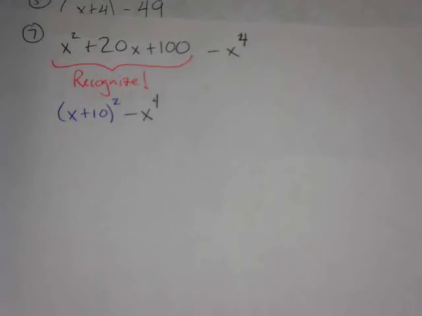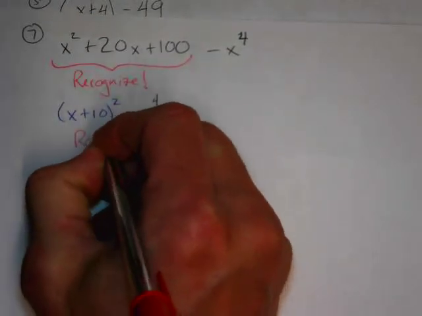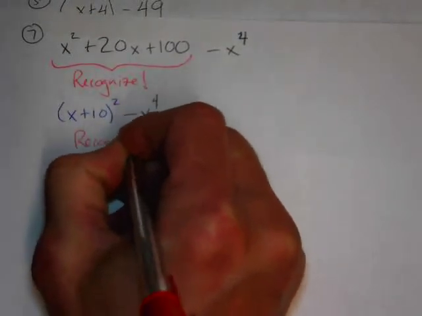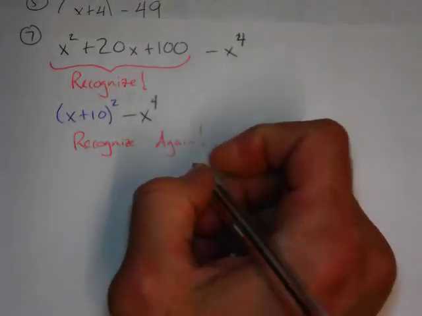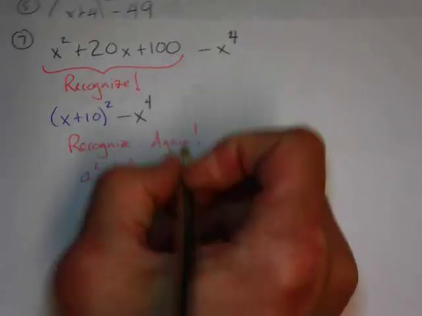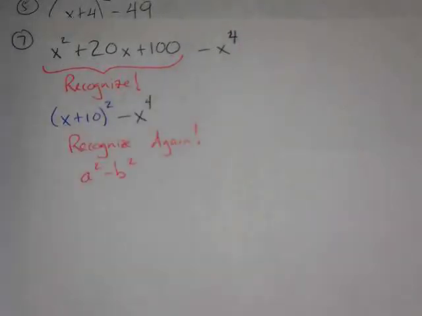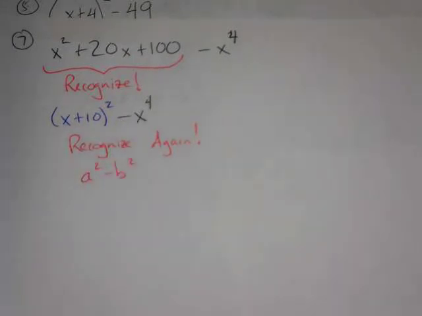So we've gotten this far. Do you recognize again? I love this one. So let's recognize again. What do you recognize? What do you see? Do you see a difference of squares? I hope you do. A perfect square minus a perfect square. I hope you see that. And that will multiply or factor into conjugates.